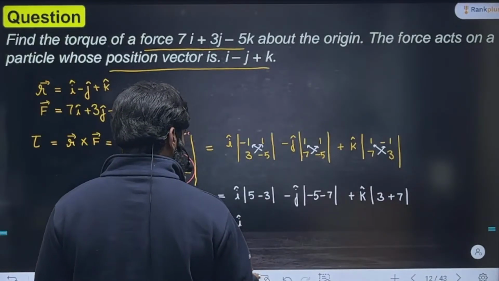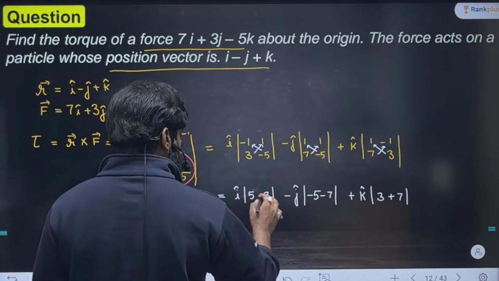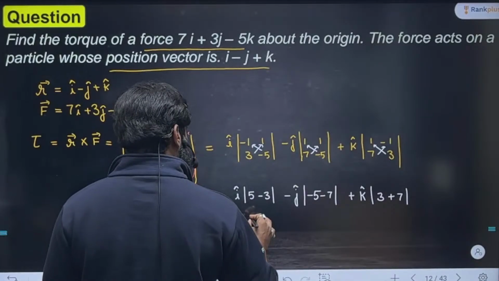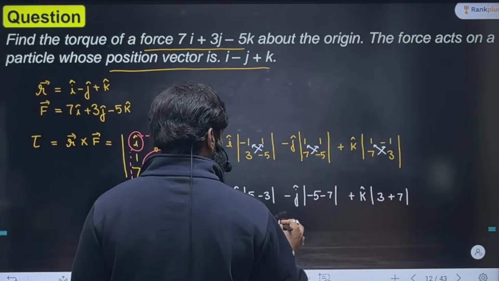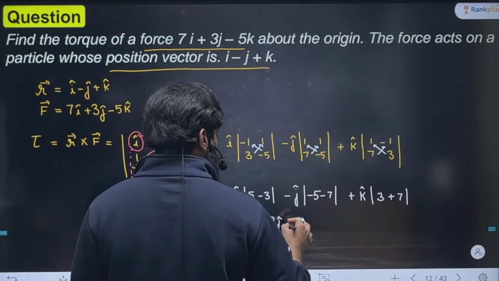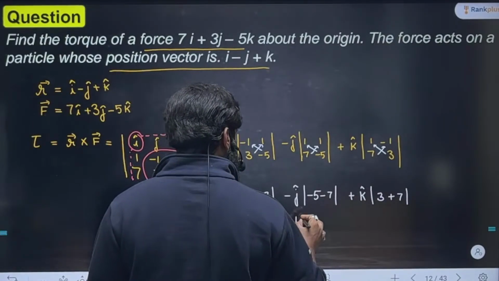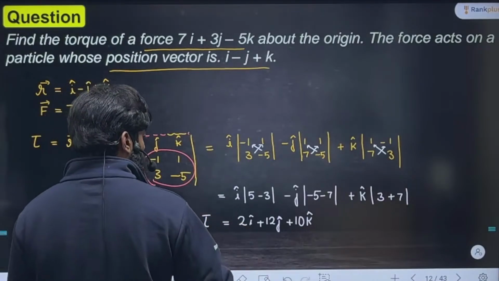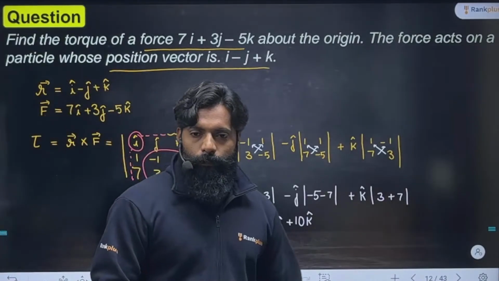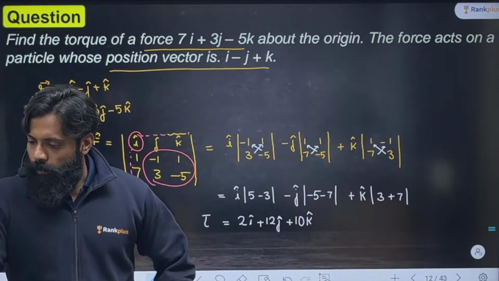Now this thing is 2 i cap plus 12 j cap plus 10 k cap. So this is the torque which we are getting. Are you getting the same torque?